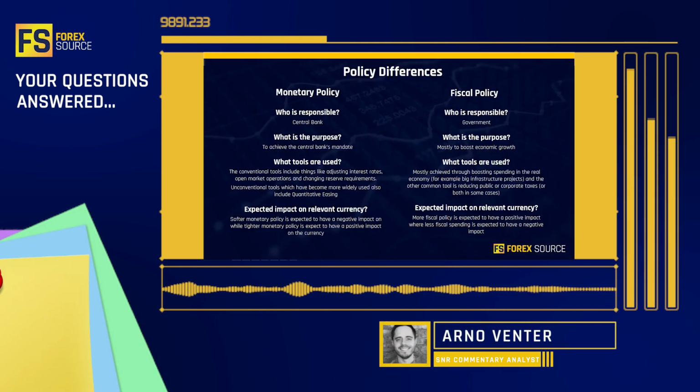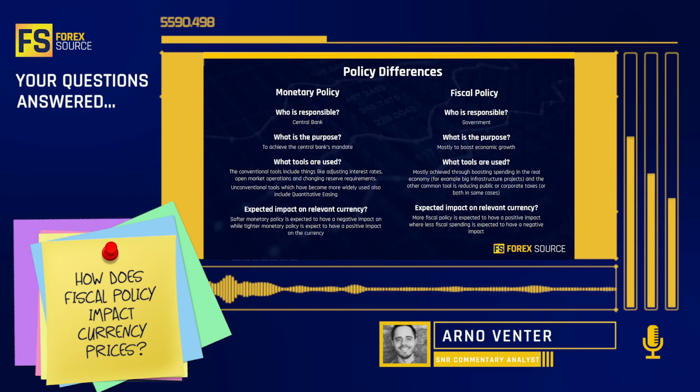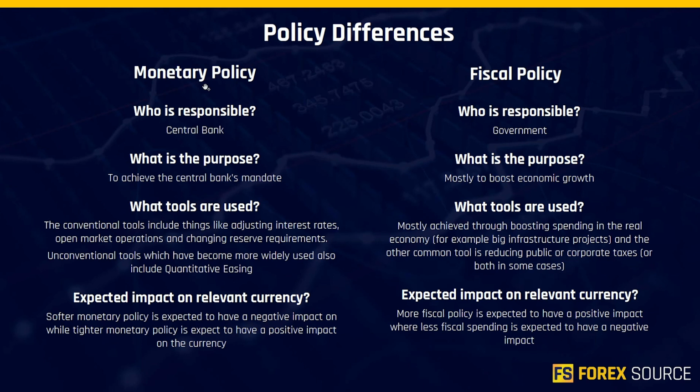We just have a quick question here from Adam asking, how does fiscal policy in general affect a currency? Now, there are two different policy types. First, we have monetary policy, and relating to the question is fiscal policy. Looking to monetary policy, that is normally the responsibility of the central bank. The purpose of monetary policy is to achieve the central bank's mandate.